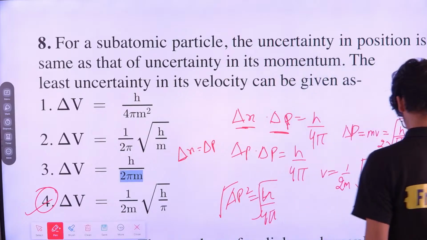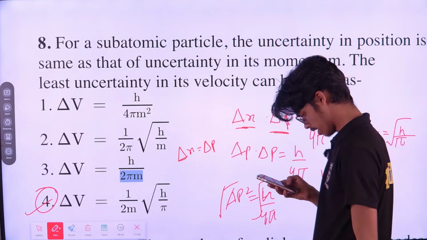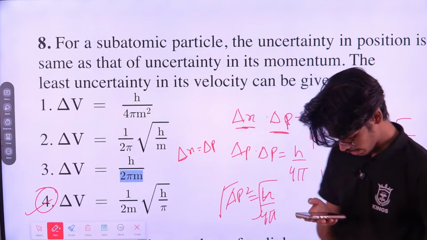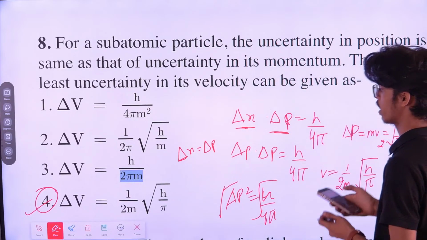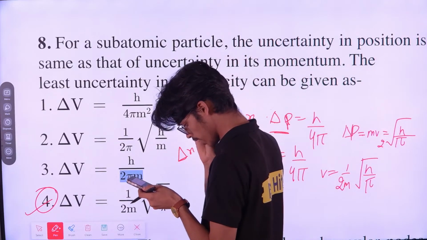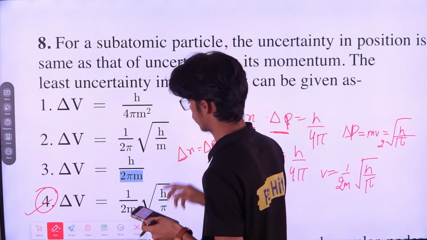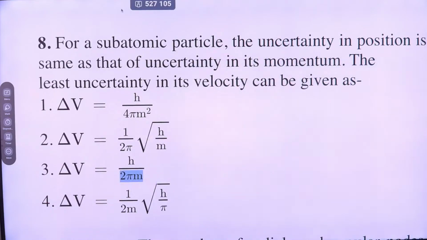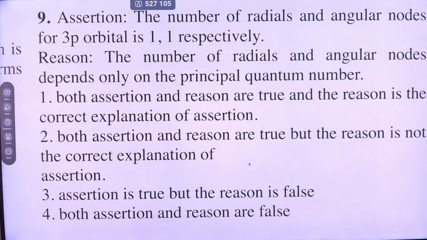Got it? So let's see if somebody has answered. Why is somebody not answering? Okay, Shraddha is saying option number 3. No, you are not right. Okay, next time try to do well. Priya has answered option number 4. You are right. Okay, good, Priya. Let's go on to the next question.